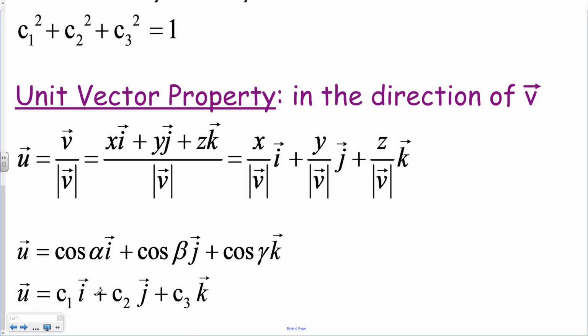So if we know the direction cosines of our vector, we can very quickly come up with a unit vector that lies in that direction. You just simply use those three as the three components, and there you go. You've got yourself a unit vector that's in that direction.